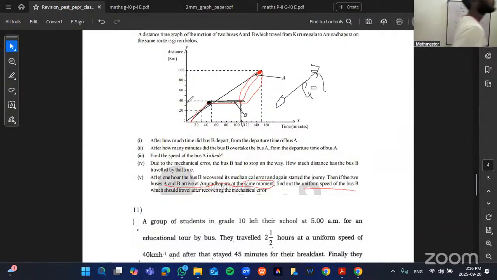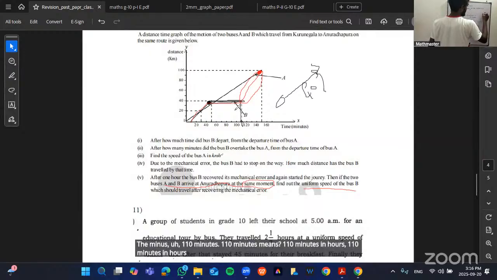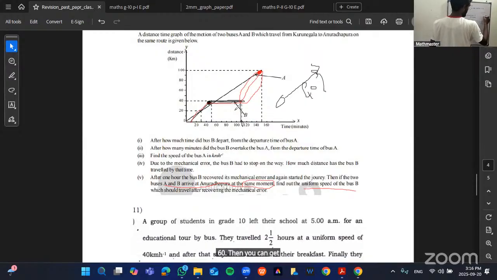over, this should be x2. So here x2 is 150 minutes. So 150 minutes, how much is it in hours? 2.5 hours. So minus 110 minutes. 110 minutes in hours, you have to divide by 60. Then you get the answer as 11 over 6 hours.